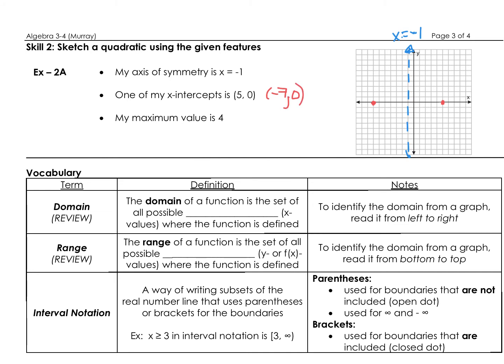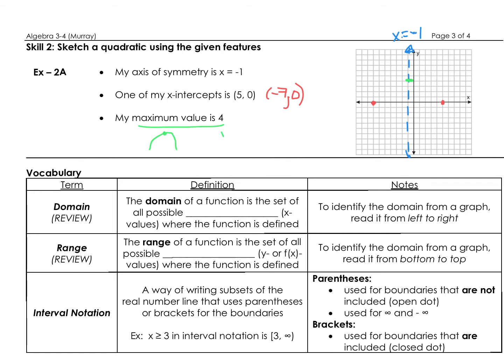Then we are told that your maximum value is 4. Maximum value implies that your parabola is going to open down because your vertex is going to be here at the top. And since the maximum value is 4, and we have to be somewhere on this line of symmetry, that puts us at right here.